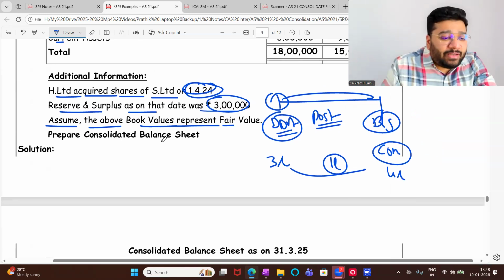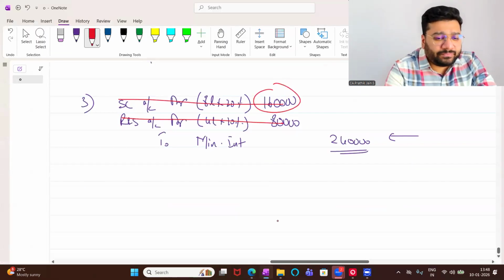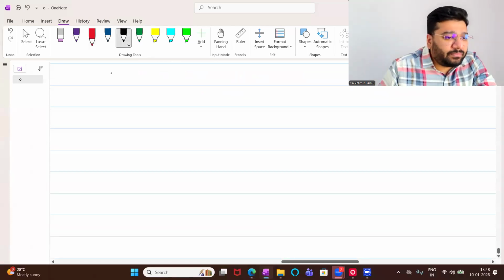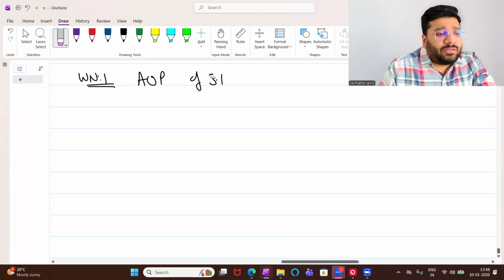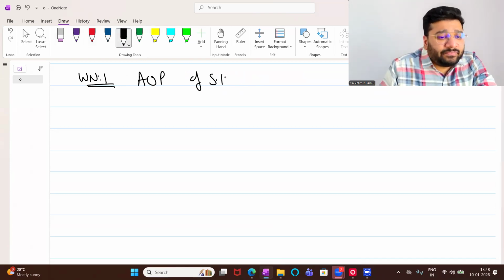Prepare the consolidated balance sheet. How many working notes? 4 working notes. First one, AOP: analysis of profit of H Limited and S Limited. Oh my God, I'm so sorry, I forgot the format.